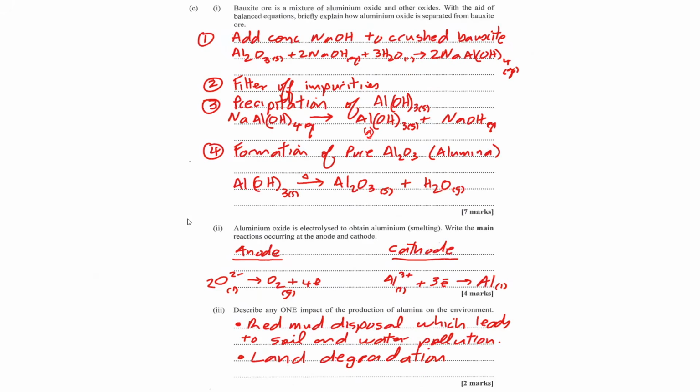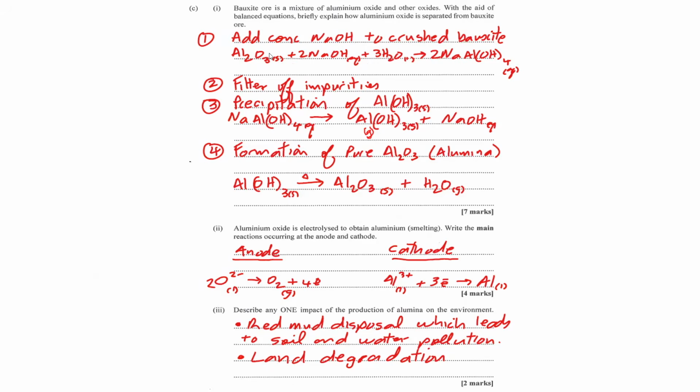3, Part C. Bauxite ore is a mixture of aluminium oxide and other oxides. With the aid of balanced equations, briefly explain how aluminium oxide is separated from bauxite ore. Well, the first thing we want to do is to crush the bauxite and add sodium hydroxide. Now, the reason for adding sodium hydroxide is so that the impurities can be removed.